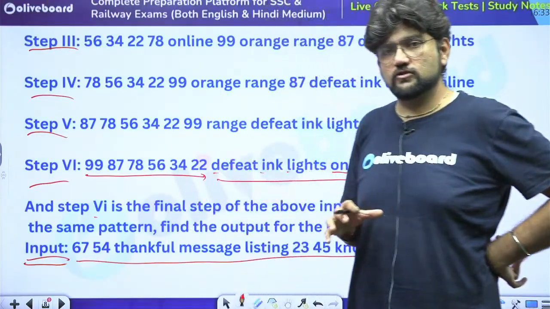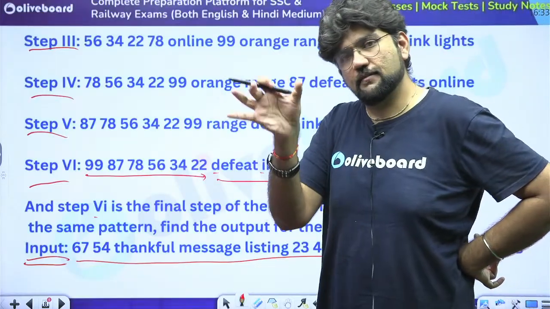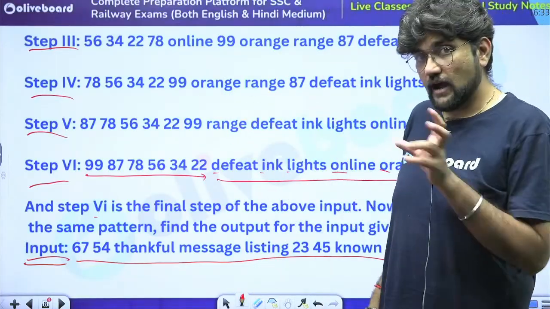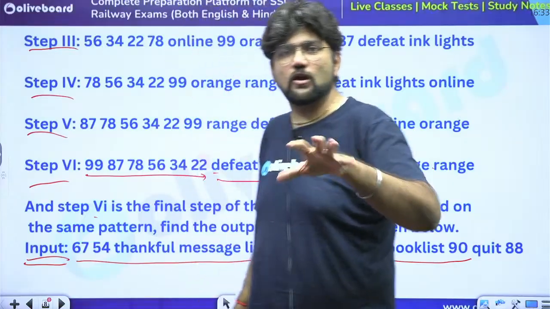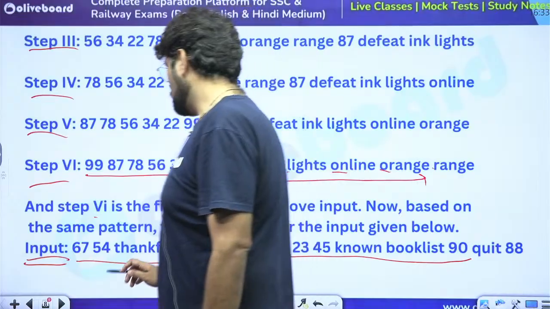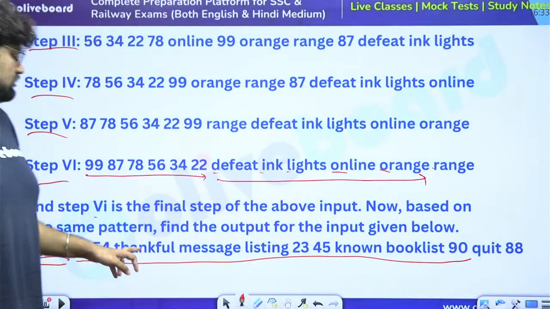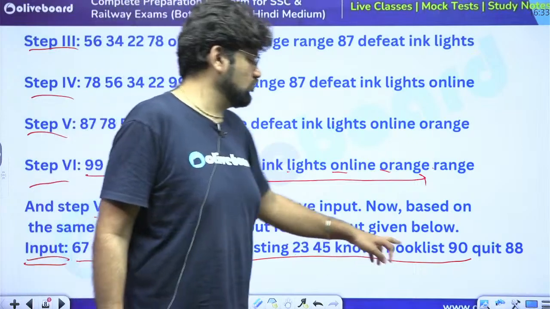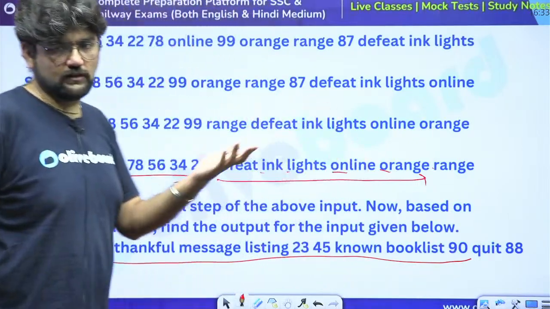And obviously they also want you to complete the paper. The idea is the paper is designed in a way that it will be completable in 60 minutes. So have that idea. If you look at railway previous year questions, you will find that the input output questions are very small, not as large as this. Okay. Let's look at this one. So now, if you see, all the words are different here. Thankful, message, listing, known, book list, quit. So we'll only represent them by letters. Why waste time and write the whole thing? Okay.